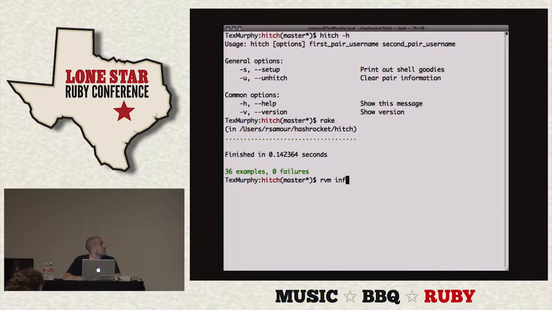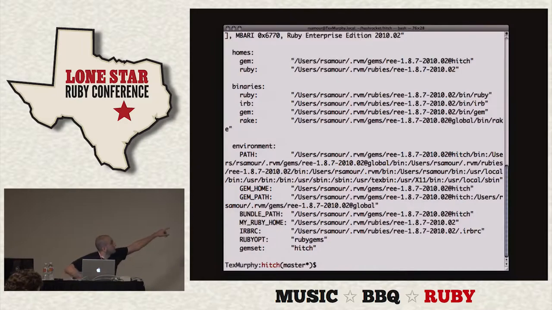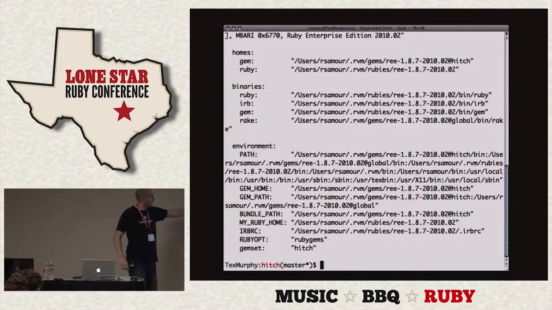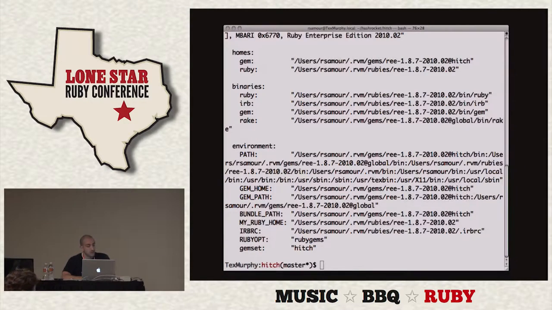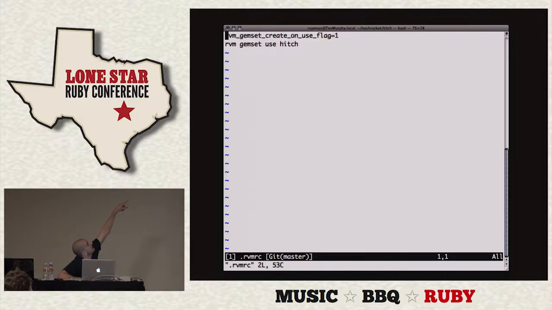RVM has this thing called rvm info. And you'll notice under GEM_HOME here that I'm running in the gemset called hitch. And how I got there is there's a file here, .rvmrc. This file says, if you say rvm gemset use hitch, if it doesn't exist, it'll create it for you, and now you're on that gemset, okay?